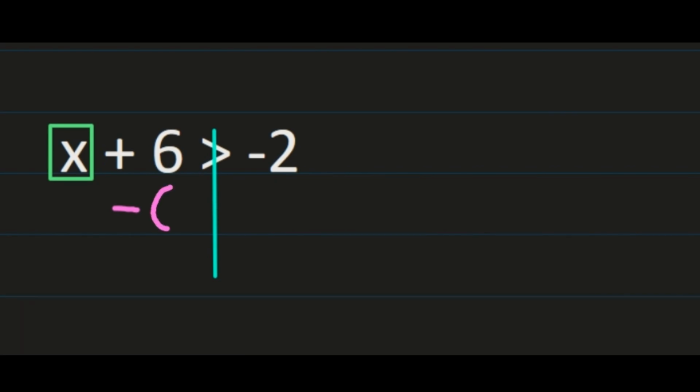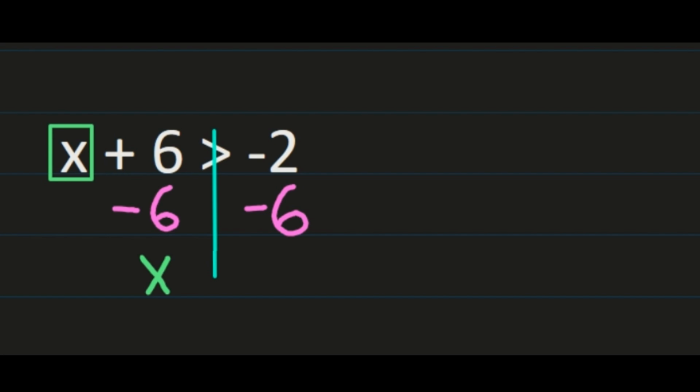So I had x plus 6, which means my inverse is to subtract 6. If I subtract 6 on the left, I'll need to subtract 6 on the right, leaving me with x on the left because 6 minus 6 is 0. And that's what isolated our x on the left. Then I have negative 2 minus 6. I can think about that as adding integers with the same sign.